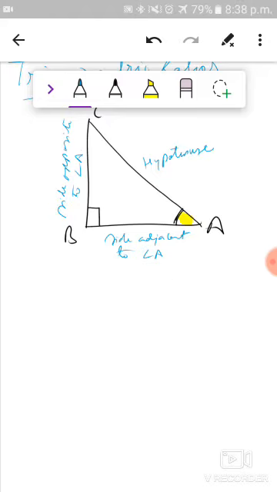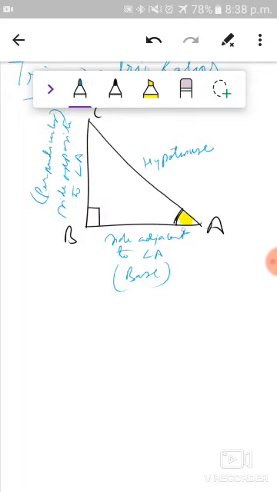Already we have discussed that the side opposite to angle A is also called perpendicular, and the side adjacent to angle A is also called base. So saying side adjacent to angle A and base is the same thing, and the side opposite to angle A is perpendicular. Now here three sides are there, so I can make different ratios.